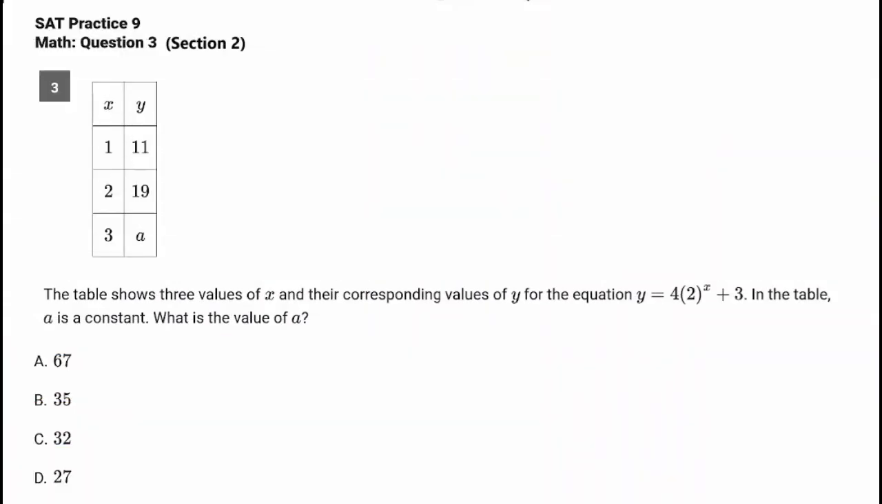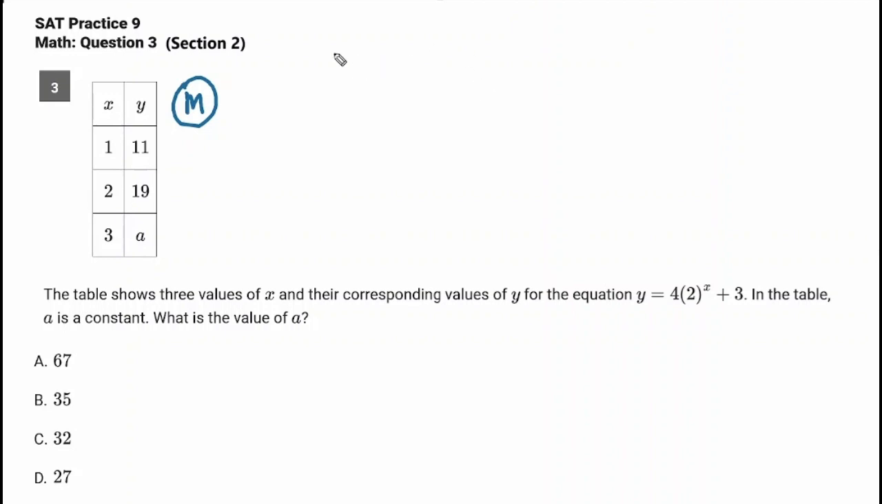We're on SAT Practice Test 9, Math Section 2, Question 3. What's the level of difficulty here? This is reliably the first medium question on Section 2. From here on out, it's medium and hard and crazy hard. Got a table. Table shows 3 values of X and their corresponding values of Y for the equation Y equals 4 times 2 to the X plus 3. In the table, A is a constant. What's the value of A?